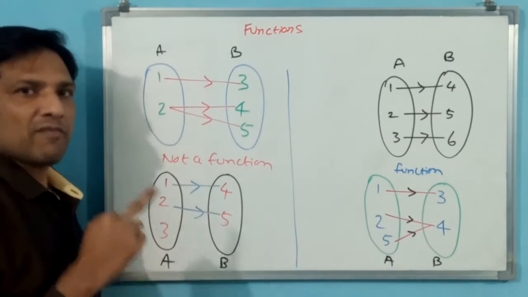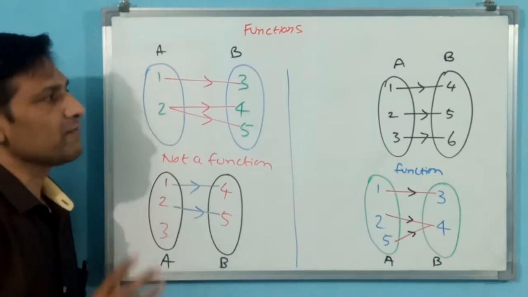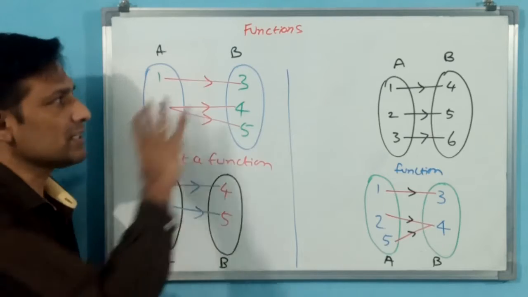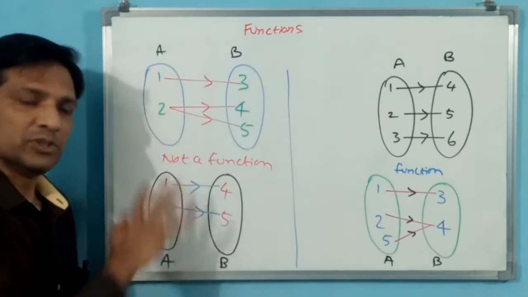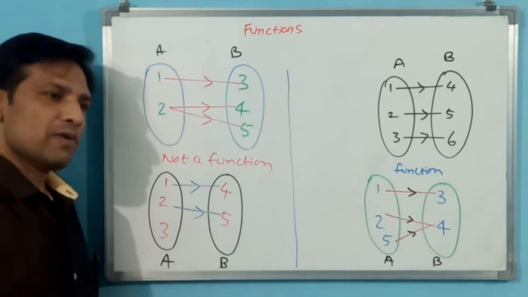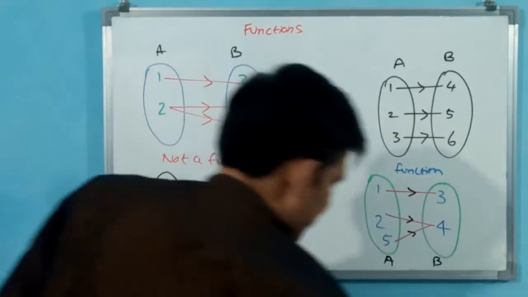This is not a function. Why? Because element 3 doesn't have any image. That is why this is not a function. Okay, you understand now these four diagrams. If you understood these four diagrams, then we go for function notation in a little more depth.